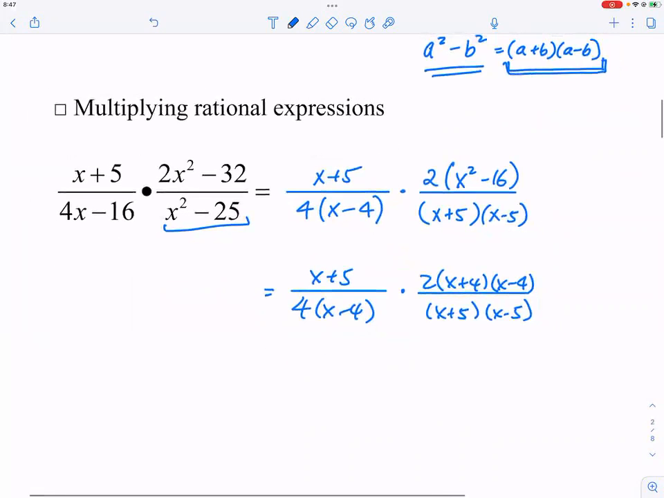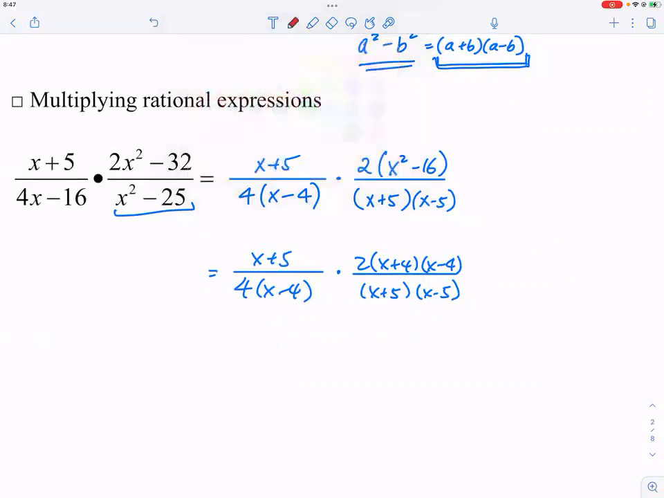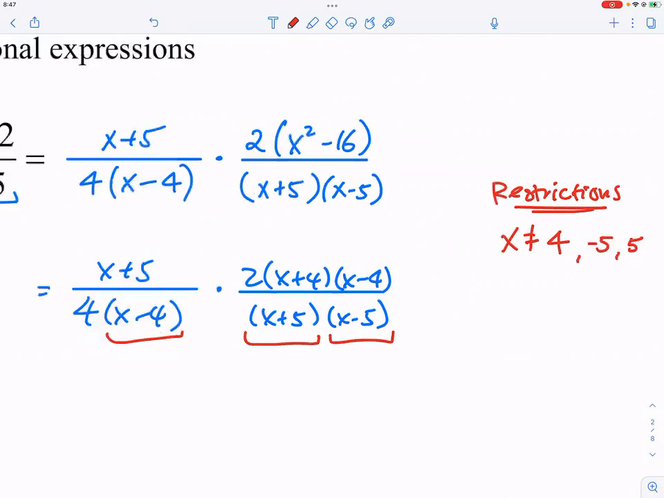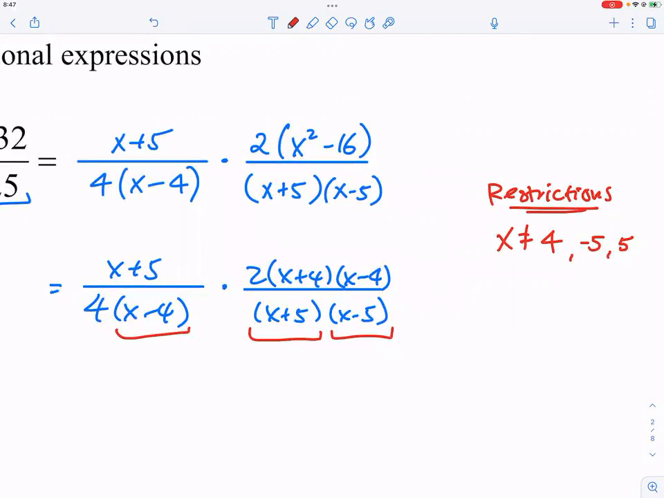All right, now let's take a moment to write down our restrictions. What are the restrictions? Looking at this, we say x cannot be 4. Looking at this parentheses, we say x cannot be -5. And looking at this parentheses, we say x cannot be 5. Again, the only reason why we have restrictions is because we do not want the denominator to be 0. If the denominator is 0, then the whole fraction becomes undefined.